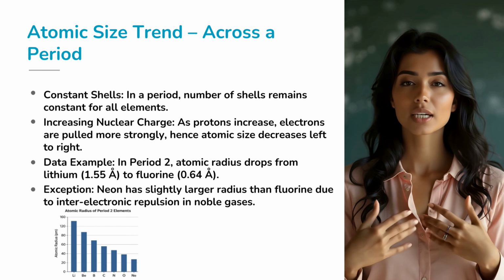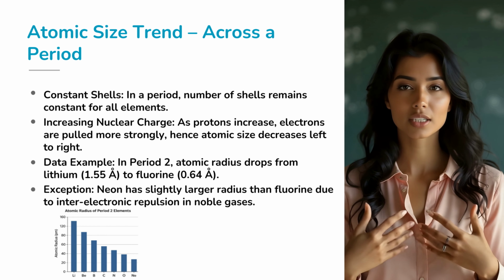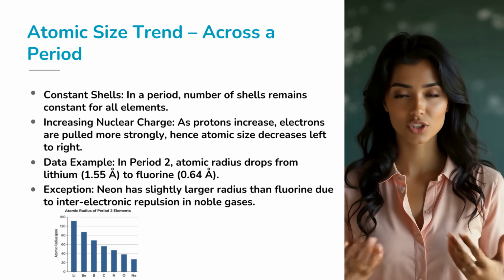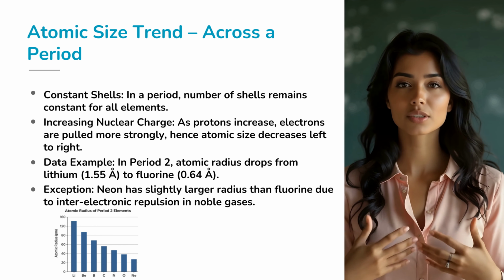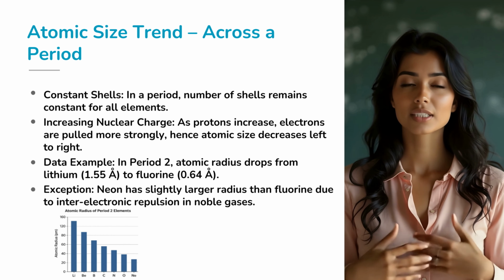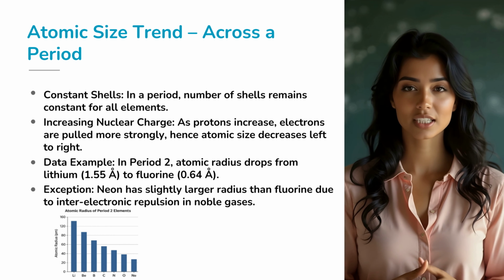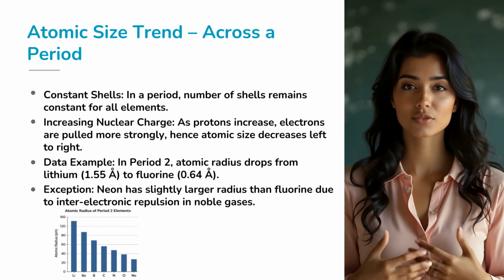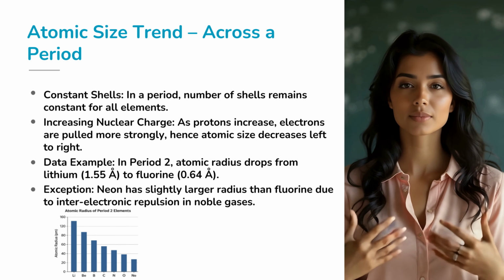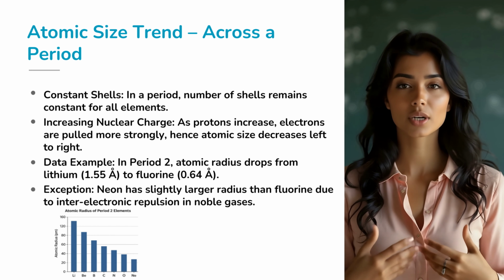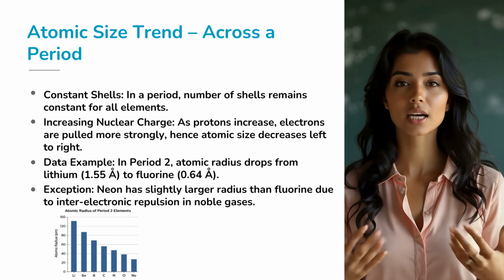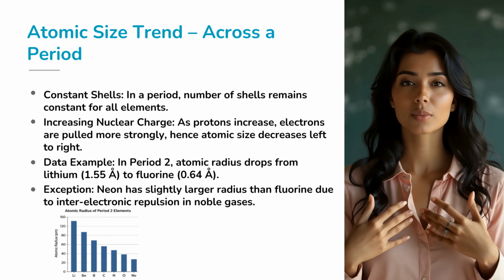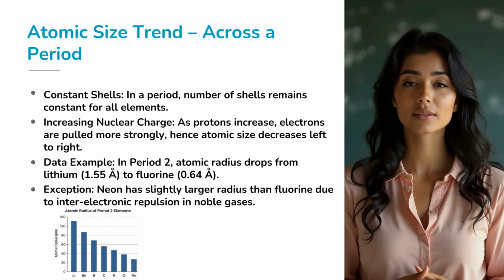Let's take period 2 for example. Lithium has an atomic radius of 1.55 angstroms. Fluorine drops to just 0.64 angstroms. That's more than a 50% reduction. Interestingly, neon, which is a noble gas, has a slightly larger radius than fluorine. Why? Because electron repulsion in its full shell slightly pushes out the radius. But overall, the trend holds true. Atomic size decreases across a period.